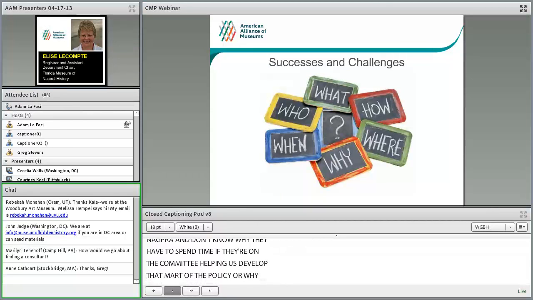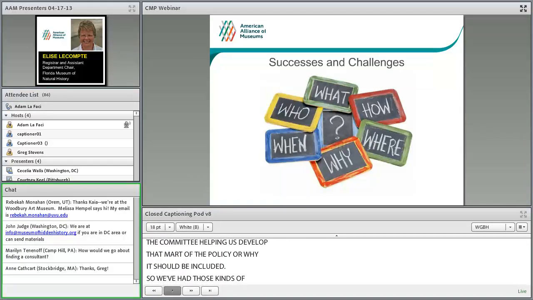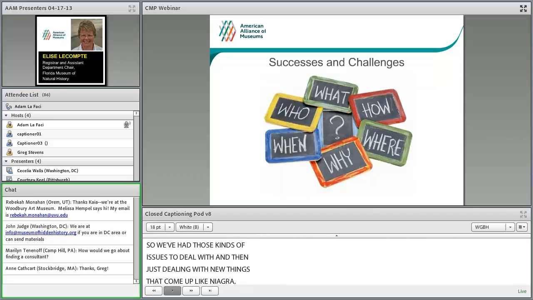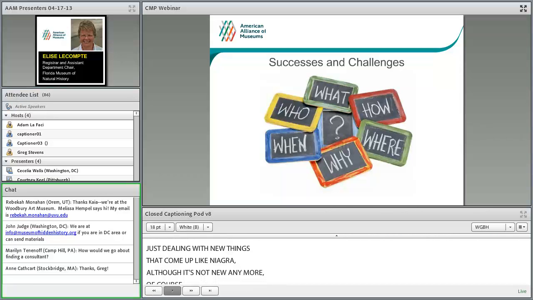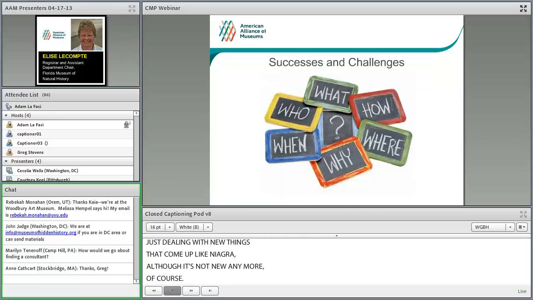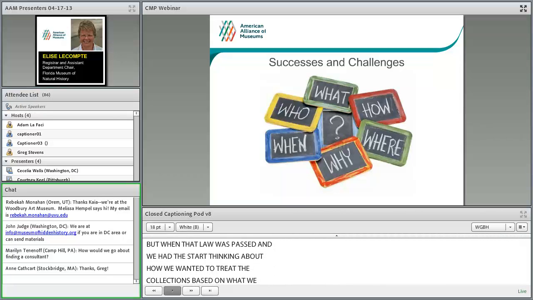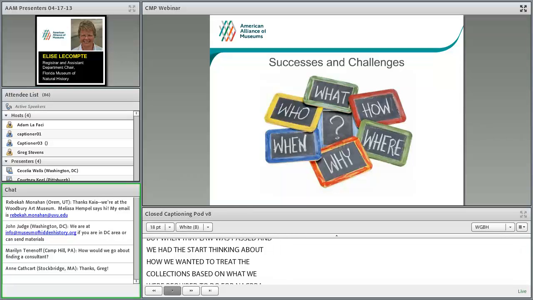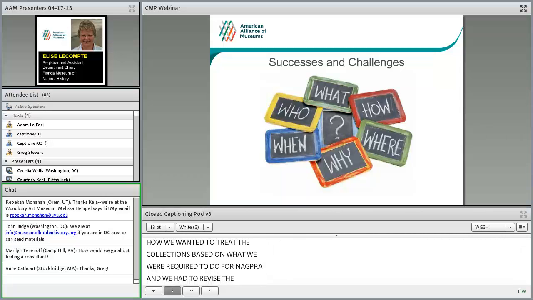And then just dealing with new things that come up like NAGPRA, although it's not new anymore, of course, but when that law was passed and we had to start thinking about how we wanted to treat the collections based on what we were required to do for NAGPRA. And we had to revise the collections policy because of it. And it's a little bit of a challenge because it requires changing your thinking and adopting new theoretical standpoints.